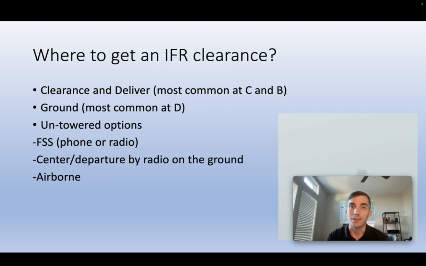Additionally, ground frequencies at Class Delta airports will often serve this purpose. So if you are at a Delta, you can ask the ground frequency to get your IFR clearance. Now, untowered is a little bit more complicated. Typically you're just going to call whatever controlling agency governs that airport, so the center or whatever. You can call the flight service center. You can call the center of departure via phone or radio for any of these. Or you can take off VFR and then contact ATC via radio.